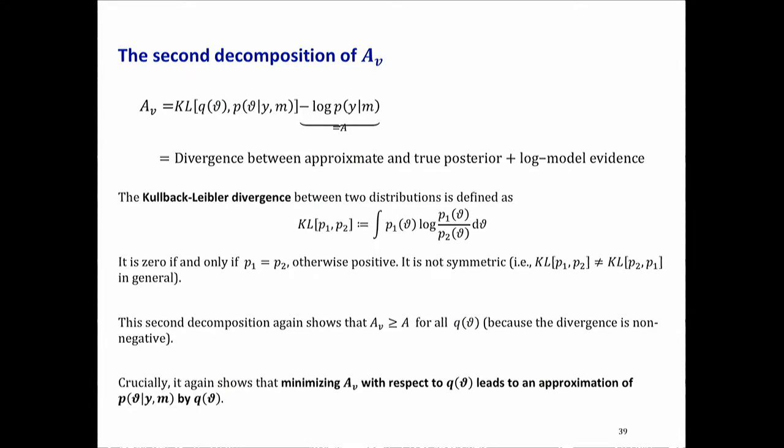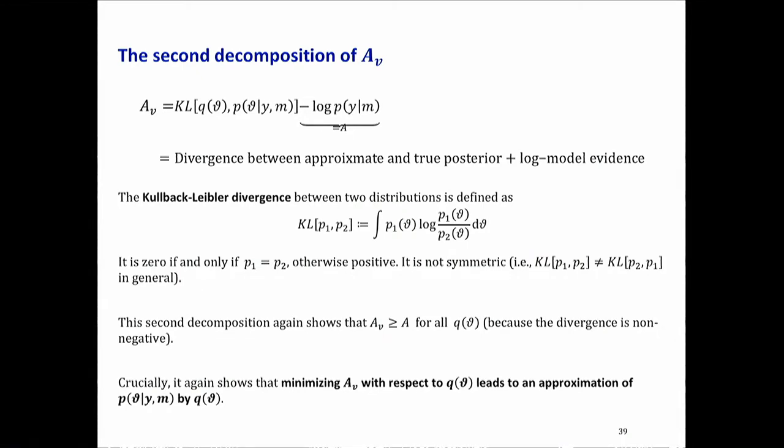But if our divergence is zero, this means that Q of theta and P of theta given Y and M are the same. And this is the case when our approximate posterior is equal to the true posterior. And that's another way to see that by minimizing the difference between the approximate posterior and the true posterior, AV goes closer to A, and the other way around. As AV goes closer to A, this thing here shrinks. So that's how we can infer the posterior.